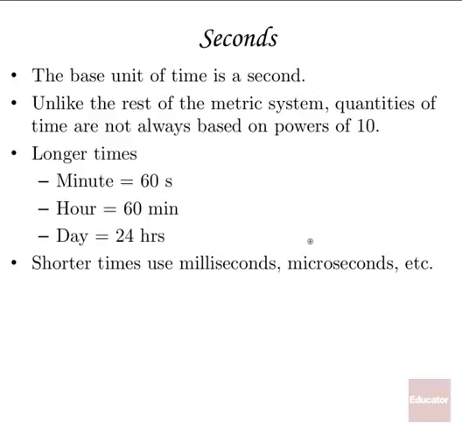The base unit of time is a second. And unlike the rest of the metric system, time's a little funny. It's not based on units of 10. We have instead things like minutes, which is 60 seconds, hours, which is 60 minutes, days, which is 24 hours, years, 365 1/4 days. But most of us are so familiar with this, that's not really a big deal. For shorter times, we go back to base 10, things like milliseconds, microseconds, nanoseconds, and so on.